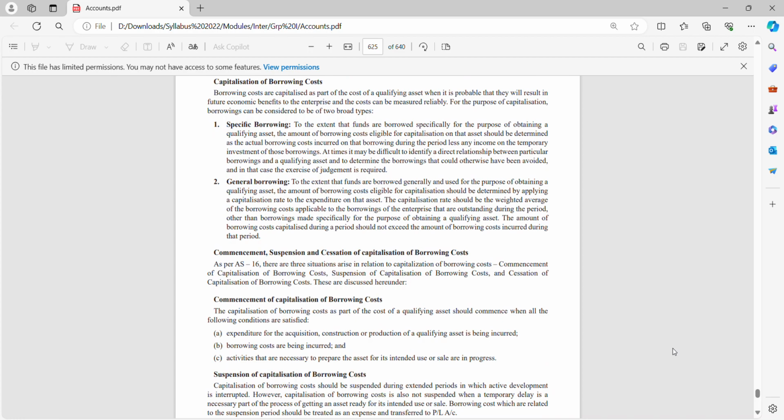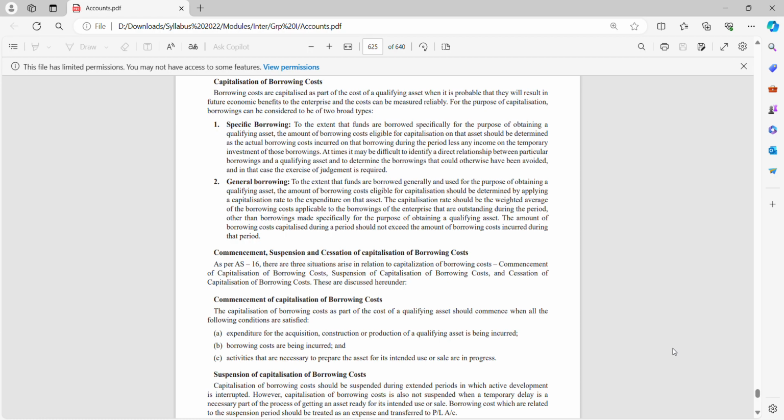Then we have commencement, suspension and cessation of capitalization of borrowing cost. So as for AS 16, there are three situations that arise in relation to capitalization of borrowing cost: commencement of capitalization of borrowing cost, suspension of capitalization of borrowing cost, and cessation of capitalization of borrowing cost. These are discussed here under commencement of capitalization of borrowing cost.